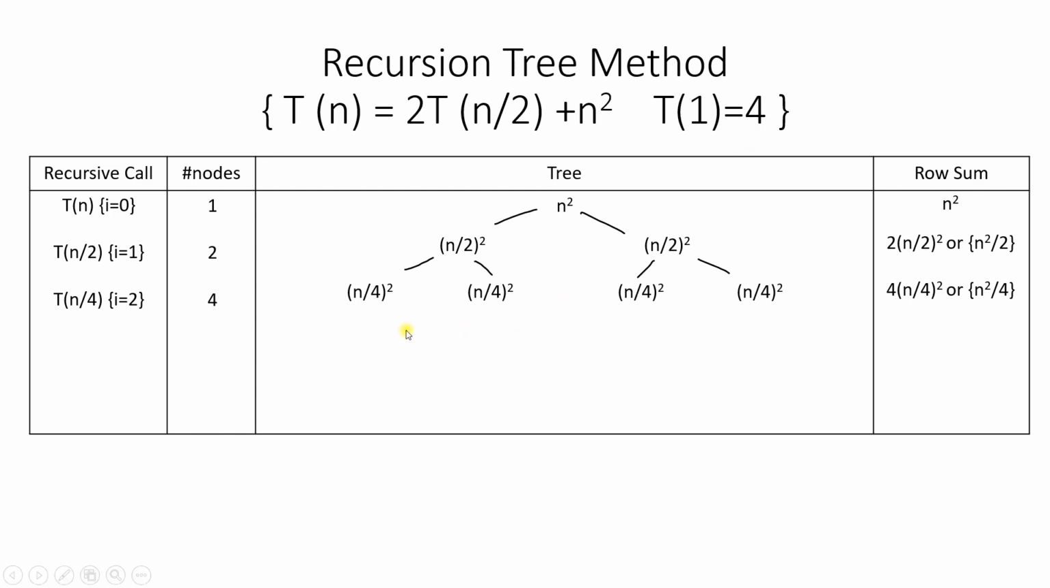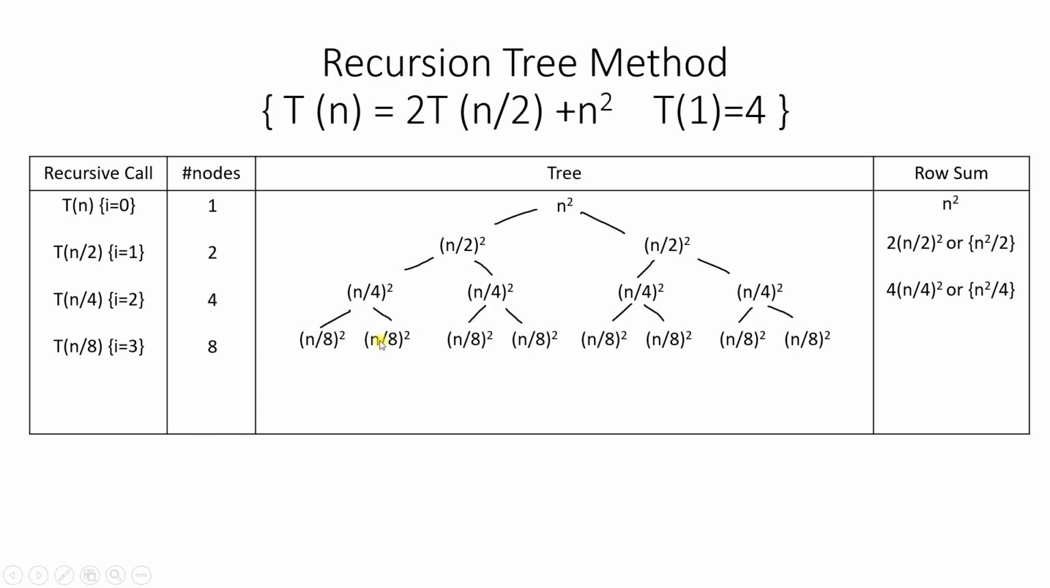Okay, so next is what? Next we have n upon 8. So we go further down the levels and we have 8 nodes. We sum them up, as you can see over here. We have n upon 8 whole square, right? And we just sum the row, and we get 8 into n upon 8 whole square, or n square upon 8. And similarly we can keep on going, expanding our tree longer and longer, right?